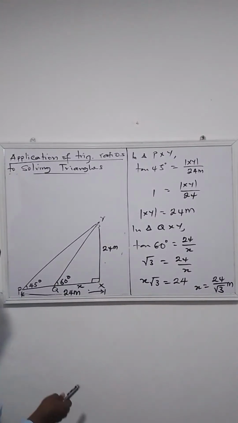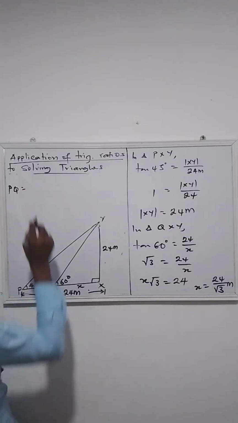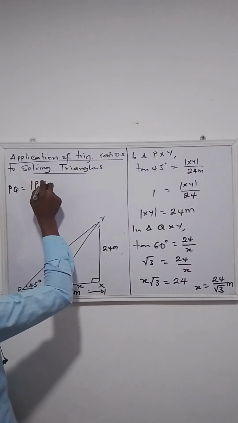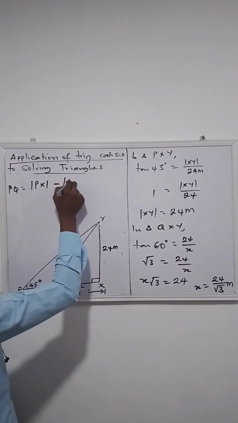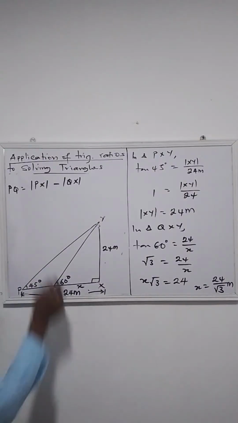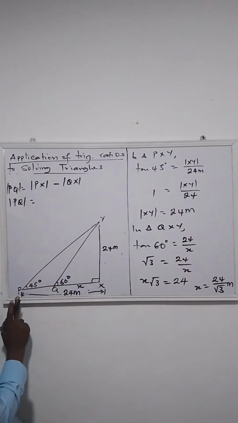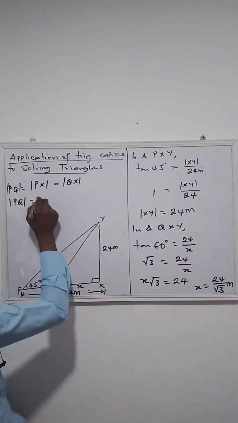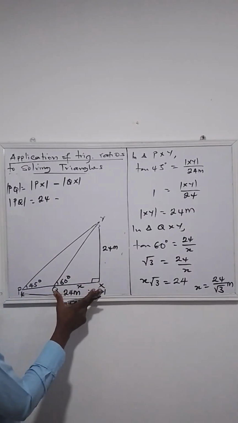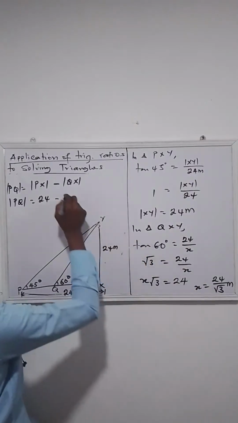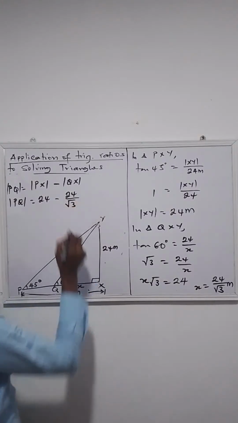So we have PQ equals length PX minus length QX. So we have PQ equals, what is PX? PX is 24. 24 minus QX. We have gotten QX, which we represented with X now, and that's going to be 24 over square root of 3.